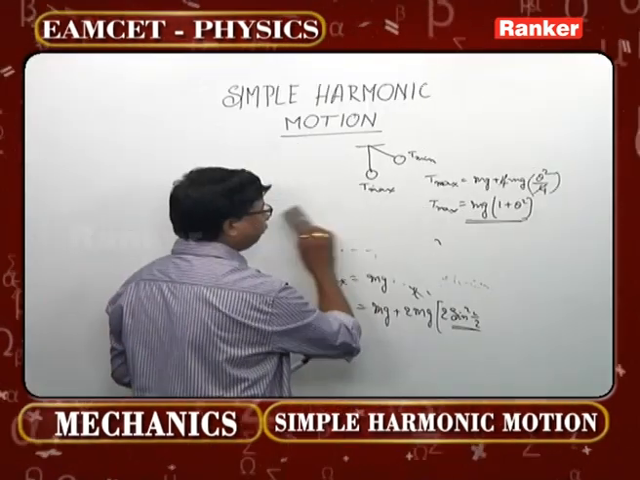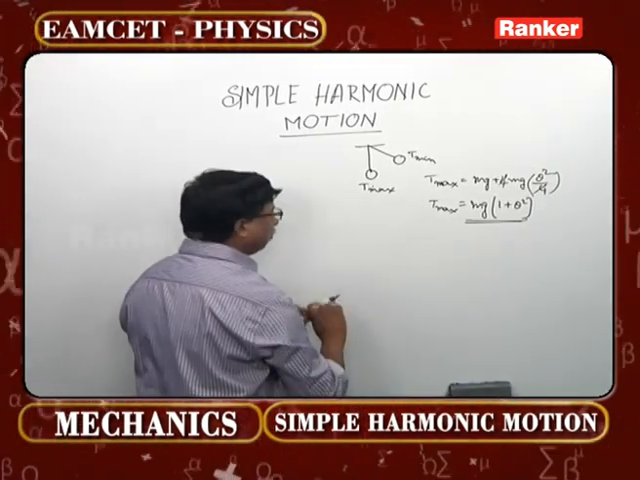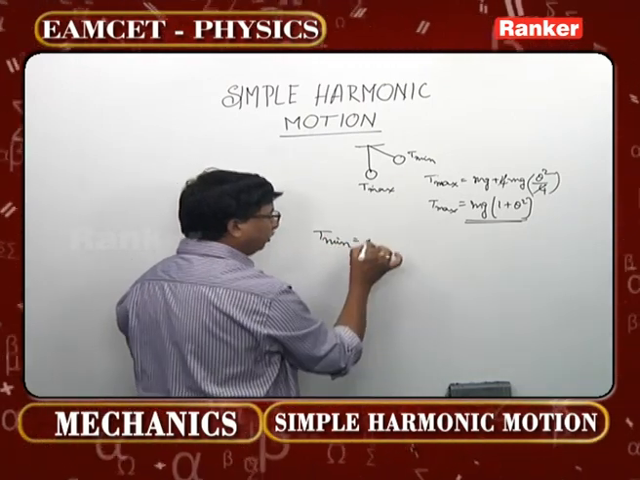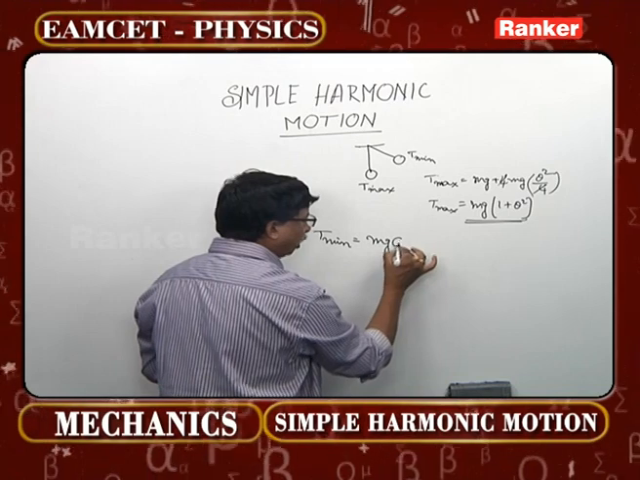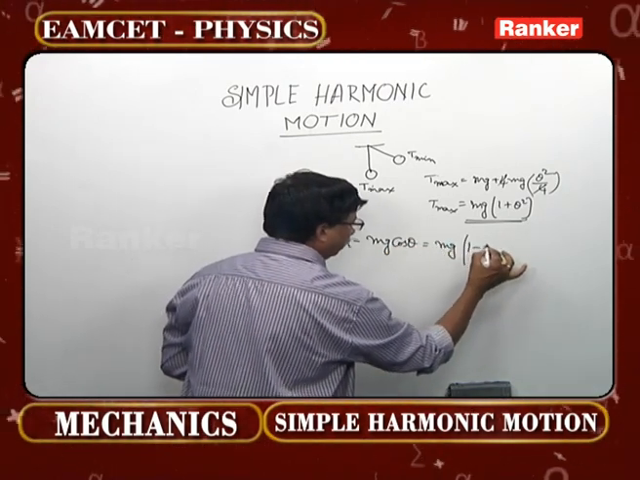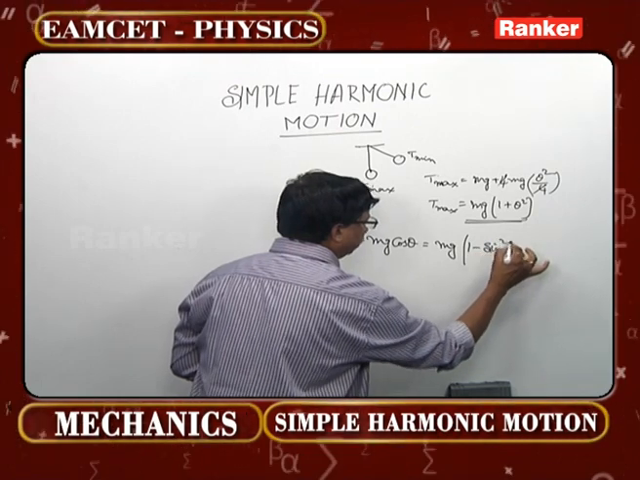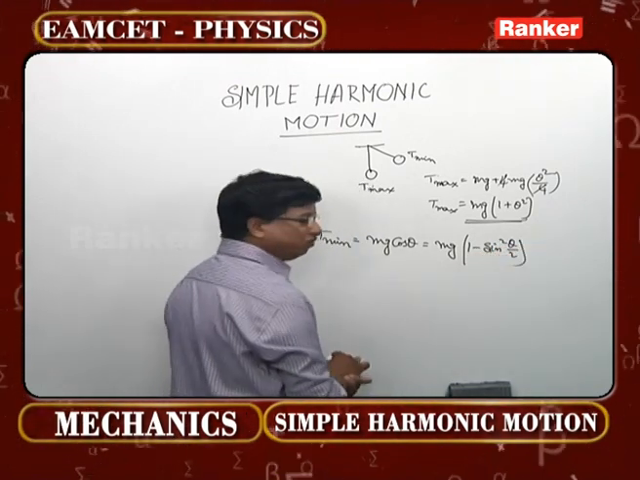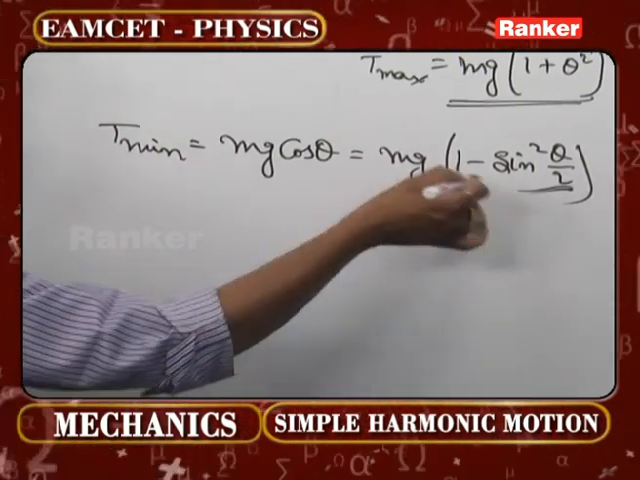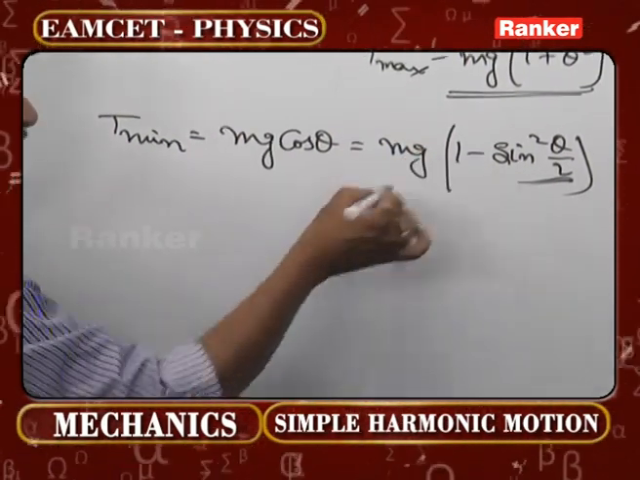But what is the corresponding value he is asking you? What is the value of minimum tension also we just want? What is the minimum tension here? mg cos theta. How to write this one? mg into 1 minus sin square theta by 2. Directly we can write. Now if you write like this, what will this value be again? Theta by 2 into theta by 2, theta square by 4.